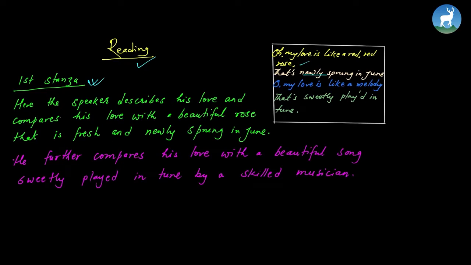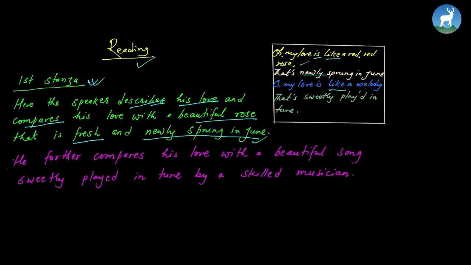Here, in the first stanza, the speaker describes his love and compares it using like and as, so using a simile. The speaker compares his love with a beautiful rose. Not just a rose, rather a rose that is fresh and newly sprung in June.